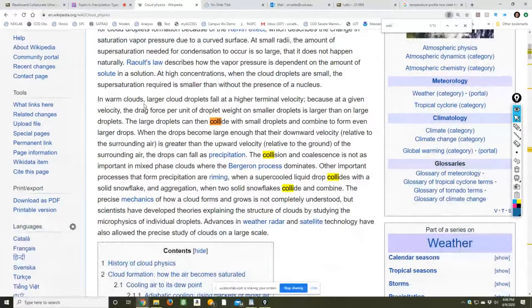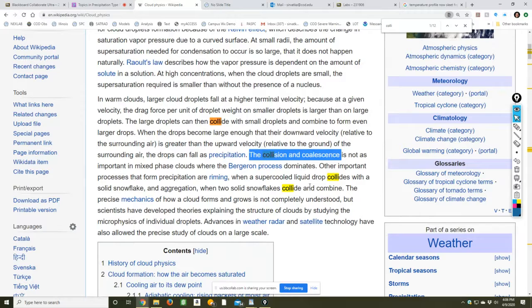So again, if I've got clouds that have no ice crystals, a warm type cloud, the drops fall and then they start running into other drops. So they collide, collision, and two little drops form a bigger drop, coalescence. So here's that word for you to know, the collision and coalescence. And that's raindrops hitting each other and forming a larger drop. It is not as important in mixed phase clouds where the Bergeron-Findeisen process dominates.